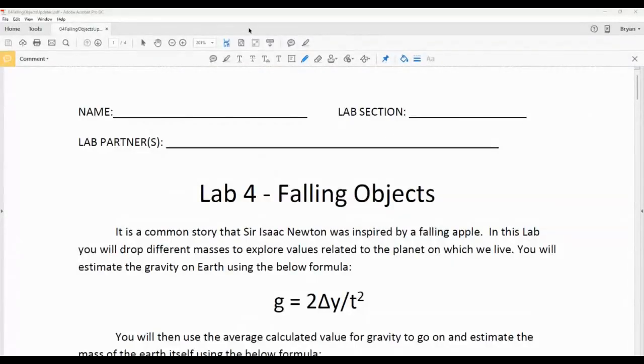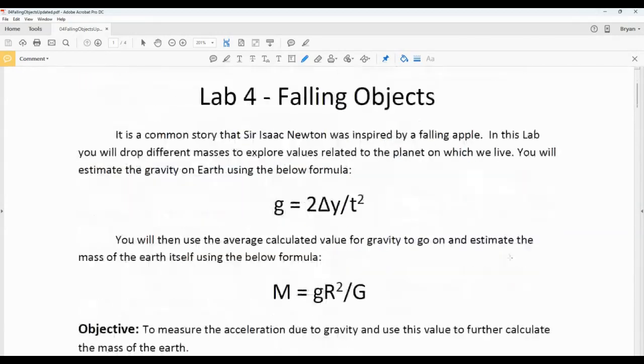All right, let's talk through some of the information necessary in order to complete Lab 4. In this lab, called Falling Objects, you would drop several objects from a predetermined height and then use that to work backwards and calculate what gravity seems like it should be. Then we can take a step further and estimate what we think the mass of the planet Earth should be. And it all works relatively well.